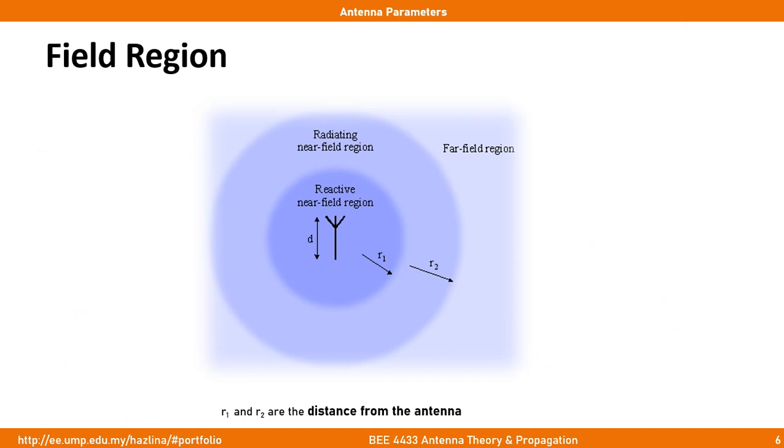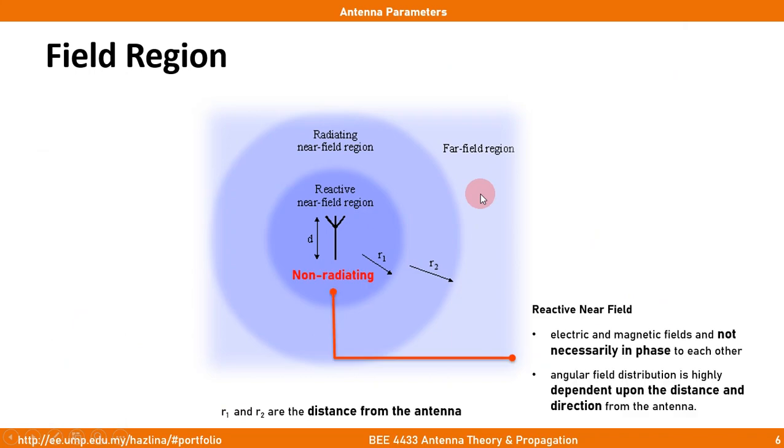The behavior of an antenna radiation is influenced by its field region, which are generally classified into three regions: reactive near field region, radiating near field region, and far field region. For the reactive near field region, this is a non-radiating region. The radiation here is highly dependent on the distance and directions from the antenna.